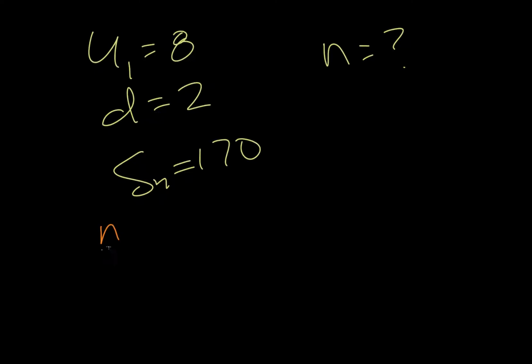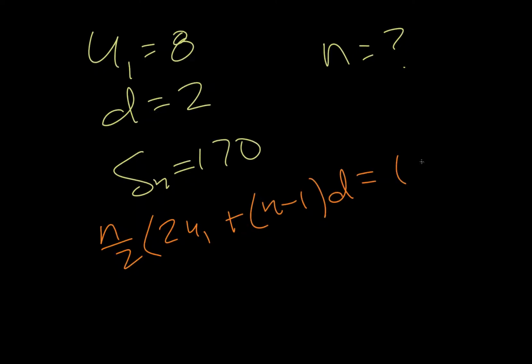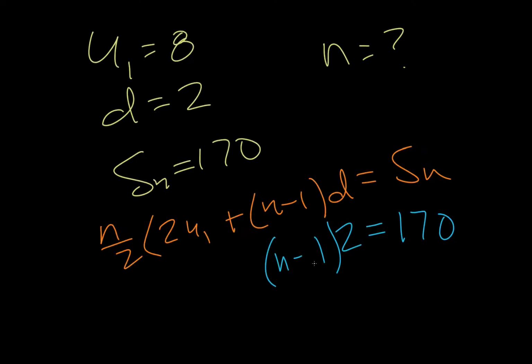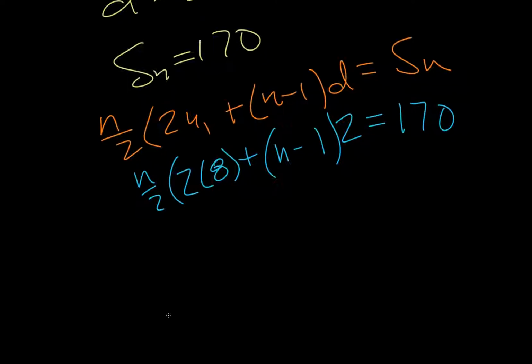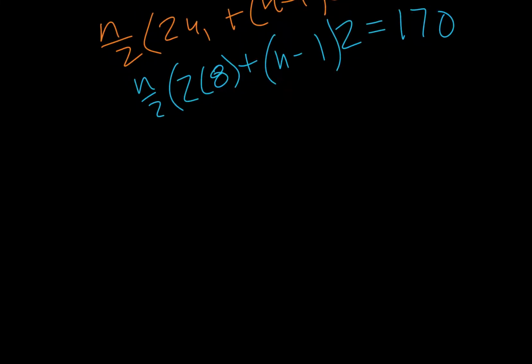So we are going to use this formula. And let's plug in what we know. So we know this is 170. We know that d is 2. We don't know what n is. We know what the first term is. And once again, we don't know what n is. Okay, so we don't really need any of that information. It just comes down to solving now.